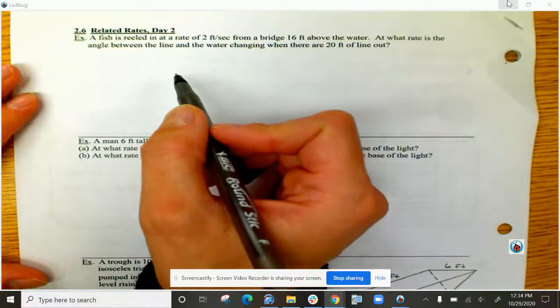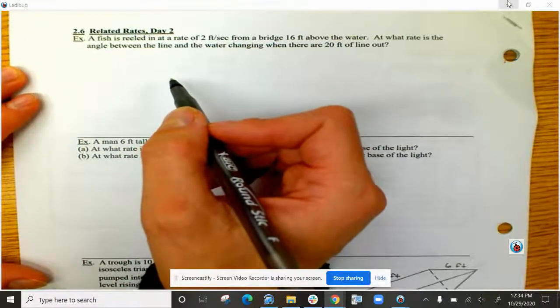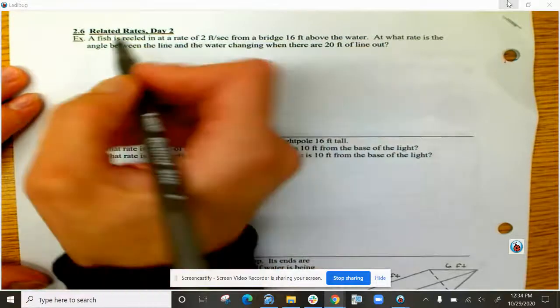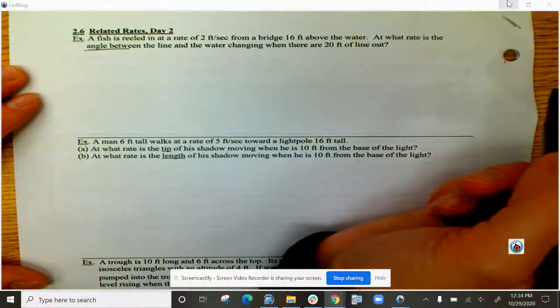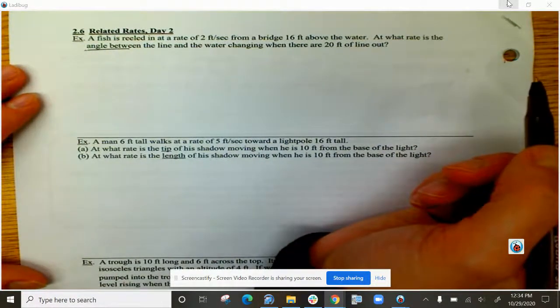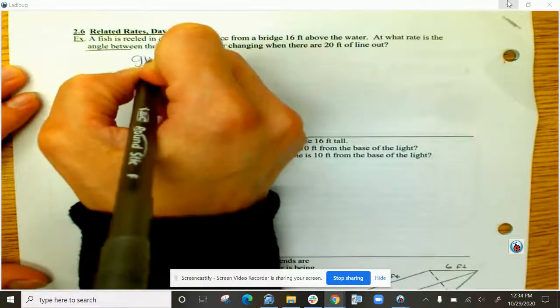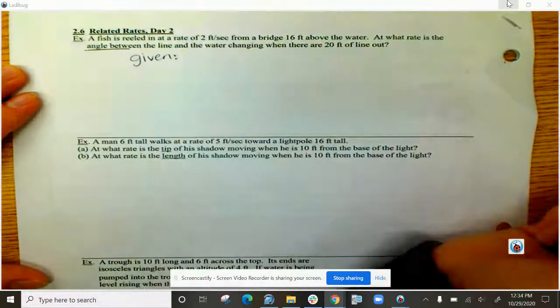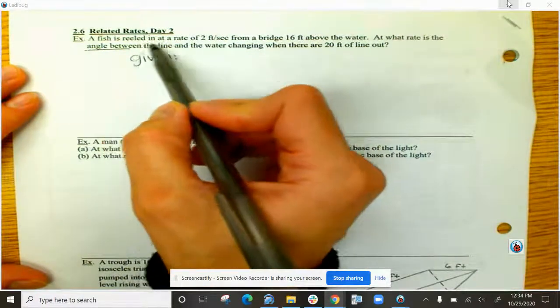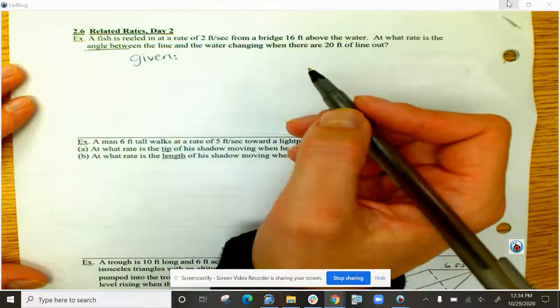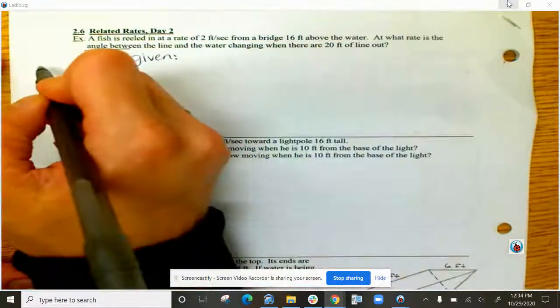It says a fish is reeled in at a rate of 2 feet per second from a bridge 16 feet above the water. At what rate is the angle between the line and the water changing when there are 20 feet of line out? So if you recall from last week, we want to start with our given information. And we are given that a fish is reeled in at a rate of 2 feet per second. And so we need to somehow come up with a way to represent this.